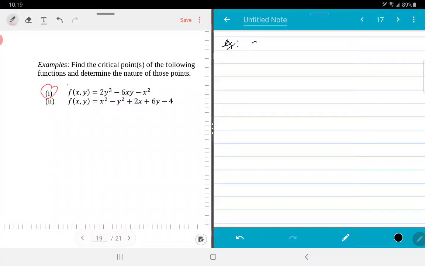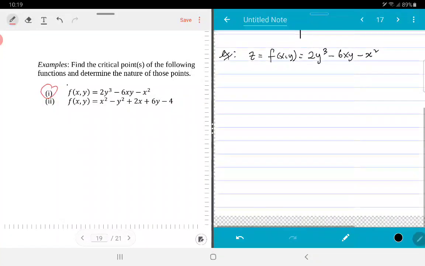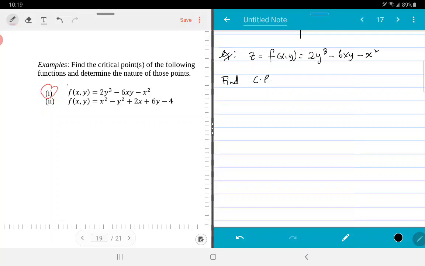Example. Here we have a function z equals f(x,y) equals 2y cubed minus 6xy minus x squared. We need to find the critical point or points, because in some cases we have more than one critical point. So first we need to find the critical points. To do that, we have to solve partial f partial x equals 0 and partial f partial y equals 0. So we have to solve 2 equations simultaneously.